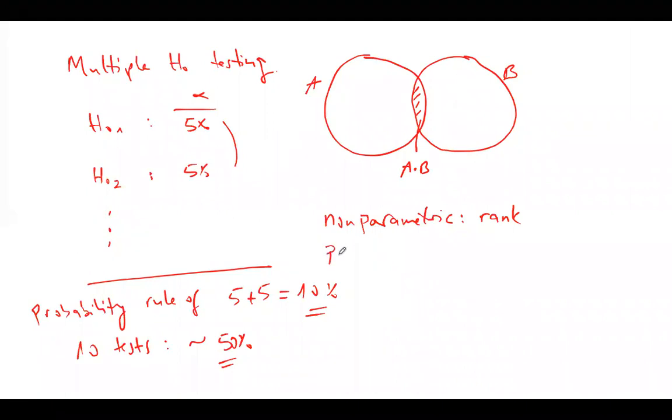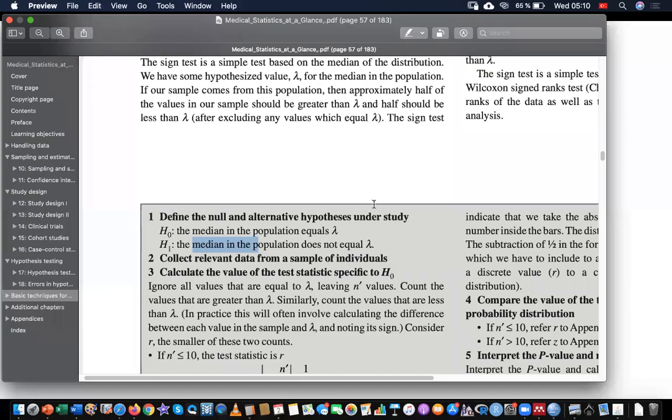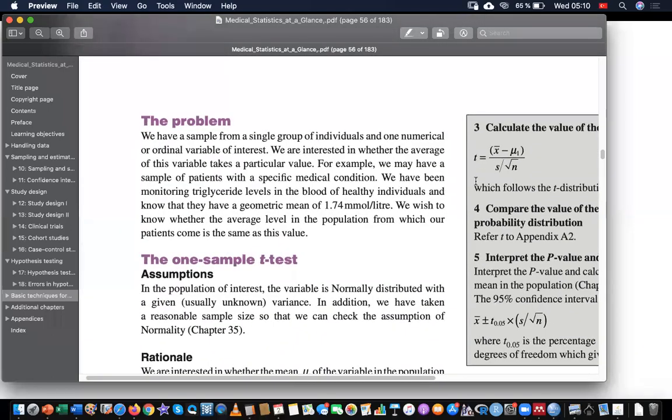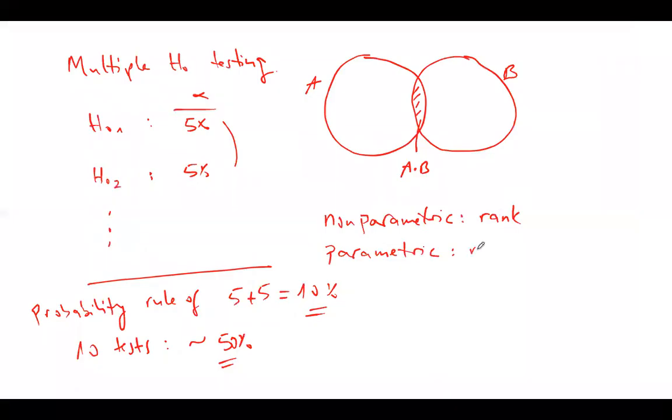If you have a parametric test, on the other hand, parametric tests use what to calculate? Parametric tests use the mean and standard deviation. The mean and standard deviation. Okay, so this is the general rule I want you to remember. If you have a non-parametric test, we don't have anything to do with the mean or standard deviation. You just use the rank, the median.